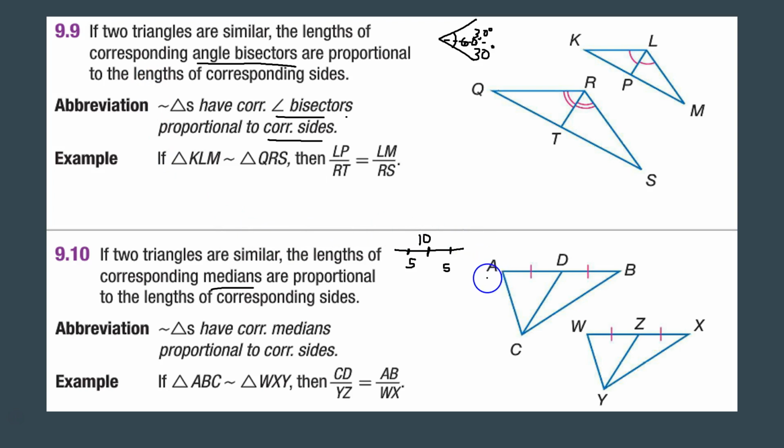So in our example here, we have triangle ABC is similar to triangle WXY. If we know that, and we're dealing with medians, we can also say that CD is proportional to YZ, which would be equal to the corresponding sides AB proportional to WX.